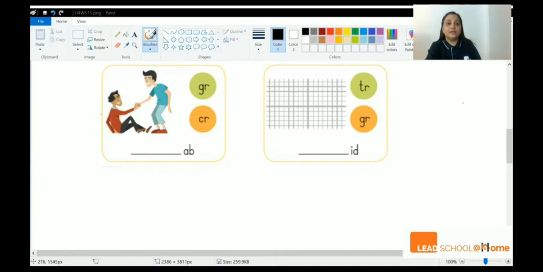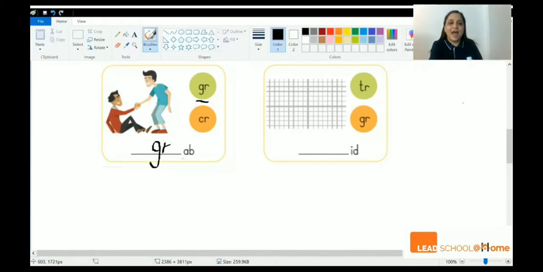Now look at this. What is happening? What is this? Yes, this is grab. Grab. You are right. Now listen to the word grab and tell me which blend you hear. Yes, we hear the blend gr. So which one is gr? This one or this one? Yes, this is gr. So let's write the gr blend here.